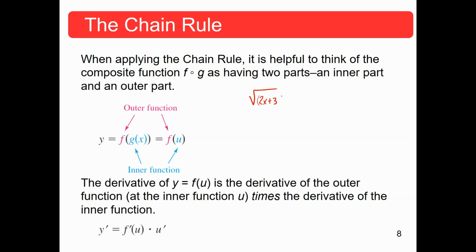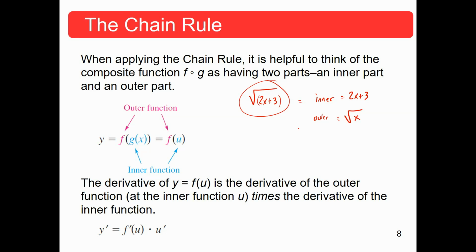The inner function is the part that I could write in parentheses. So inner would be 2x plus 3. If I pull the 2x plus 3 out and leave just an x, then square root of x is my outer function. So what we're saying when we do this, if I look at the derivative of y, then it is just the derivative of the square root of x, leaving the inner function inside of it, times the derivative of the inner function, 2x plus 3.